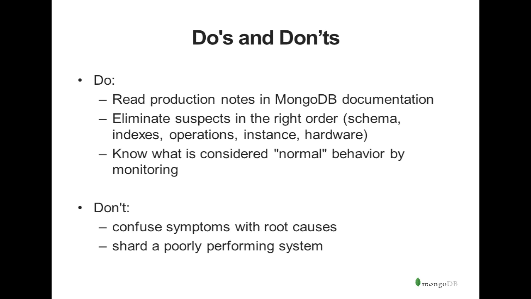The next one is eliminate the suspects in the right order. A schema design problem could manifest itself as, you might think it's a hardware problem or something like that, but go through this list in this order of schema, indexes, access patterns, the instance, and the hardware, and I think you'll be successful. And then the last and most important for the do's is know what is considered normal behavior. Be able to have logs or records or monitoring data in MMS to understand your baseline behavior.